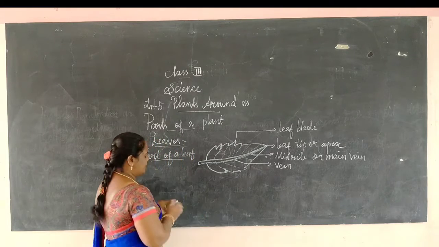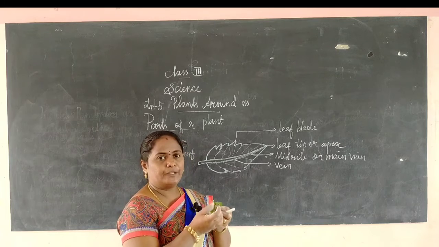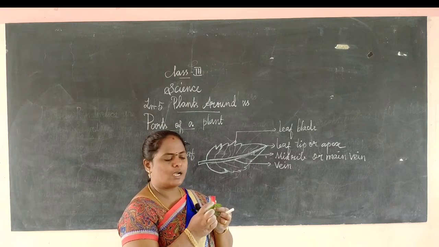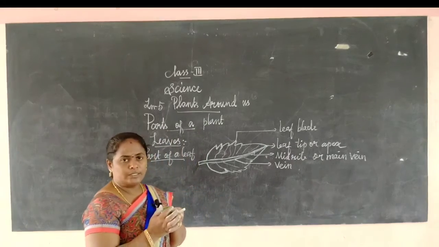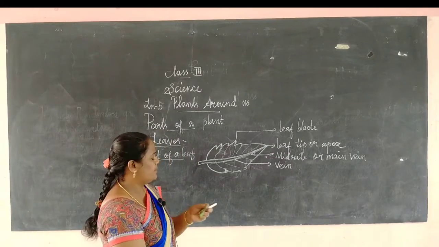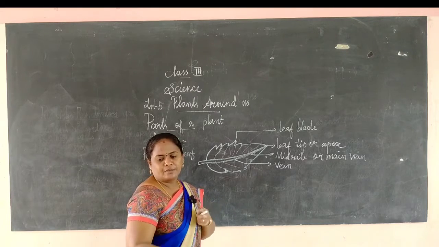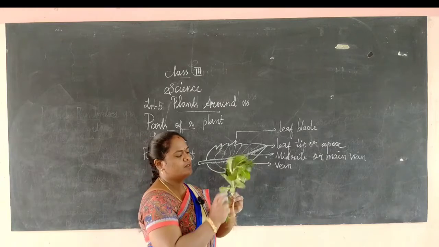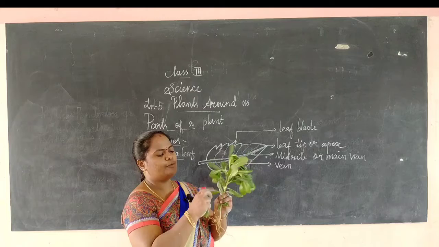And then next one is the petiole. Okay, this is the petiole. Petiole is the stalk. Petiole is a stalk that joins the leaf to the stem. See this plant. Okay, so this is the leaf. This is the leaf of the plant.